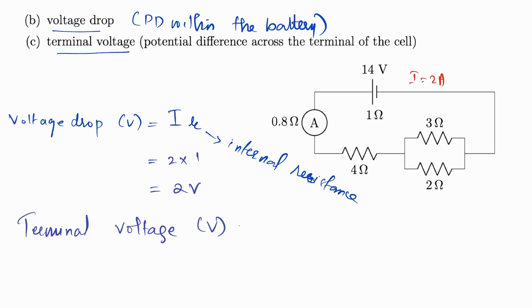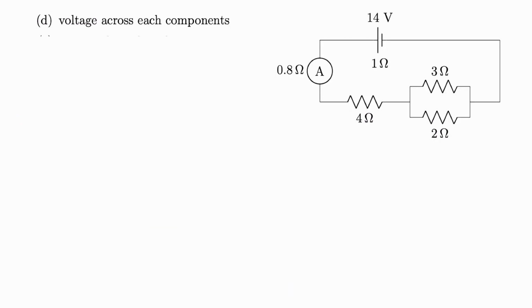Next we can calculate terminal voltage. Terminal voltage can be calculated using the formula EMF minus voltage drop. So EMF is 14 volt minus voltage drop, which is 2, which is equal to 12 volt. Now we need to calculate the voltage across each component.